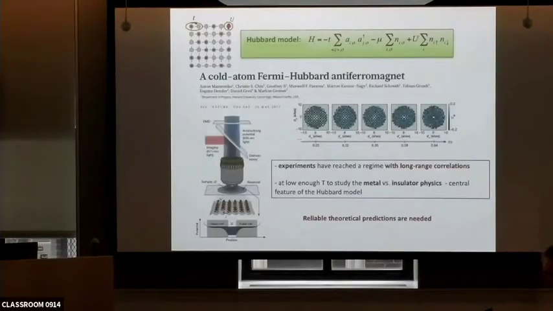As a quick motivation, I just wanted to point out that current experiments in cold multi-coupled atoms have reached quite non-trivial regimes of long-range correlations, and these are regimes which are quite challenging to address with current methods we have. But most interestingly, they've reached temperatures low enough to actually study the metal-insulator physics, and it will be quite useful to address this problem in a controllable way so that they can go there and measure what is predicted.